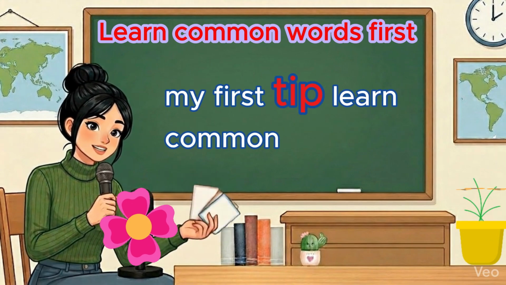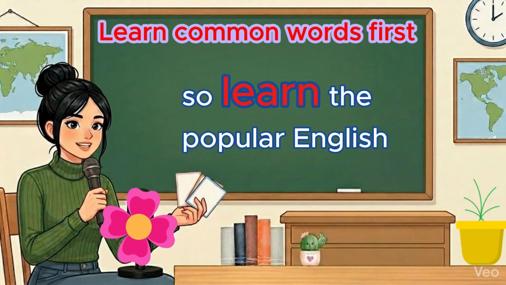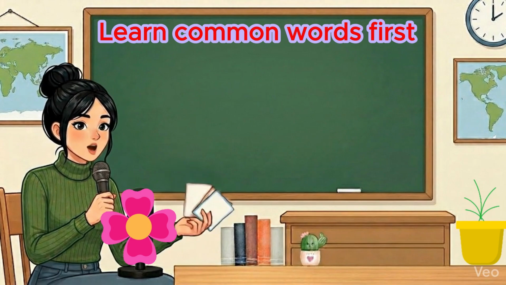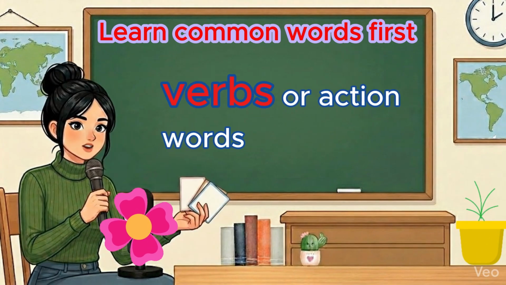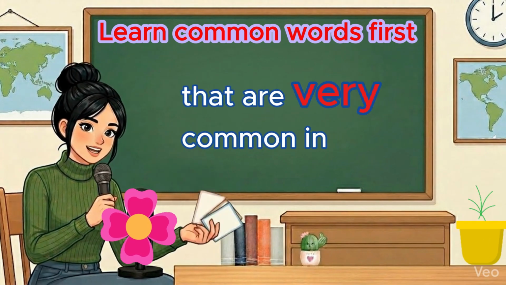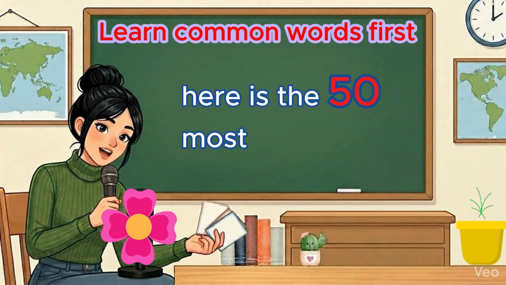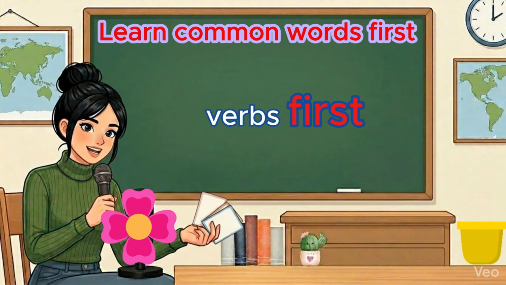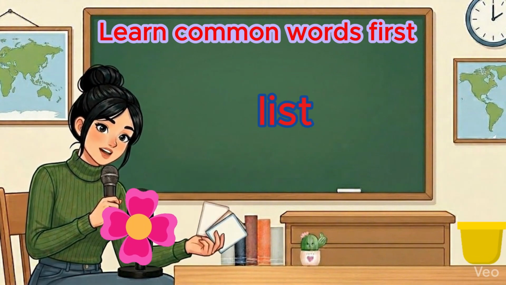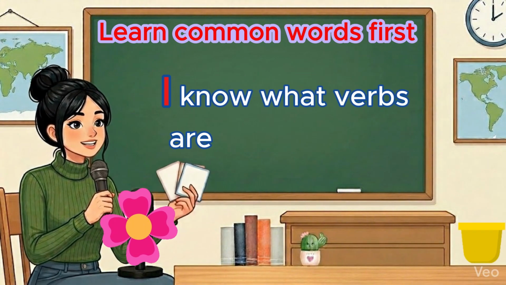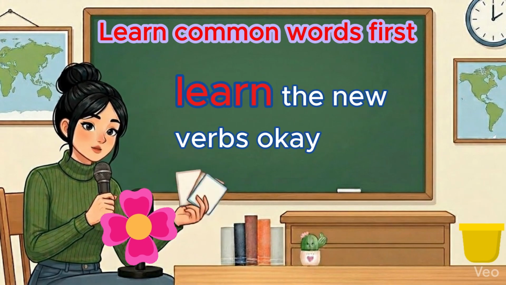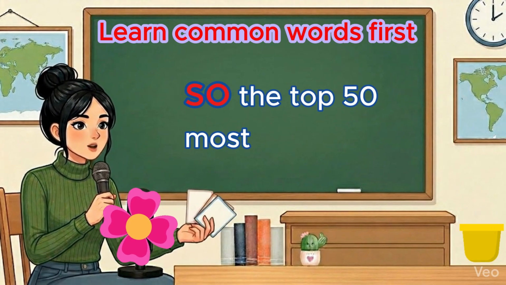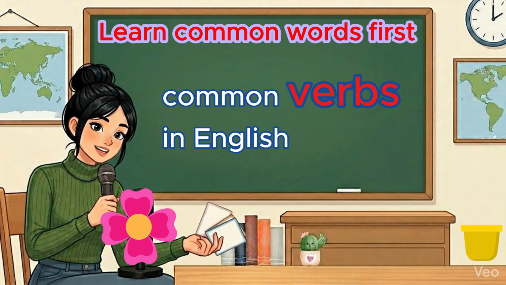My first tip: learn common words first. Learn the popular English words. For example, there are 50 verbs or action words that are very common in English. Here are the 50 most common verbs in English. I recommend you learn these verbs first. So, let's go through this list. Think, what verbs do I know? What verbs are new? Learn the new verbs. Okay? So, the top 50 most common verbs in English.